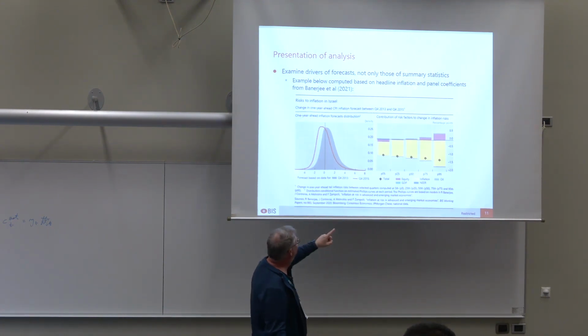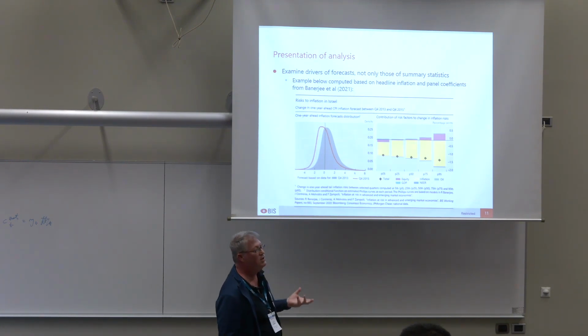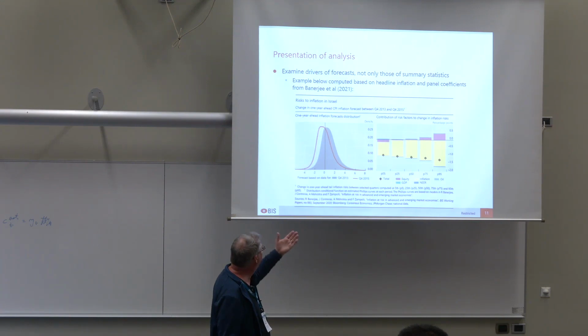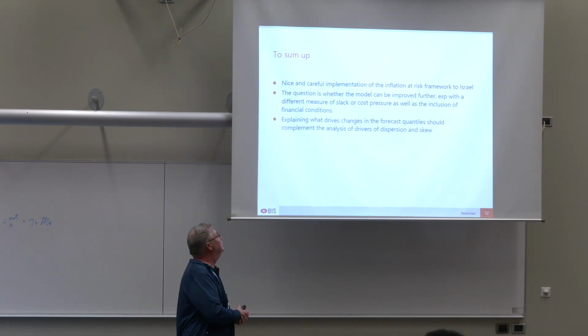But we also find, if you look at the red bar, the equity return volatility. This is a proxy for financial conditions. And we find that there is some dispersion here, that volatility also matters and increases the dispersion of the forecast distribution. So to sum up, this is a nice, careful implementation of the inflationary risk framework to Israel.